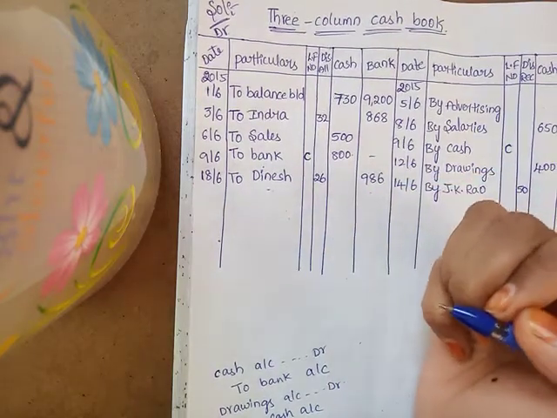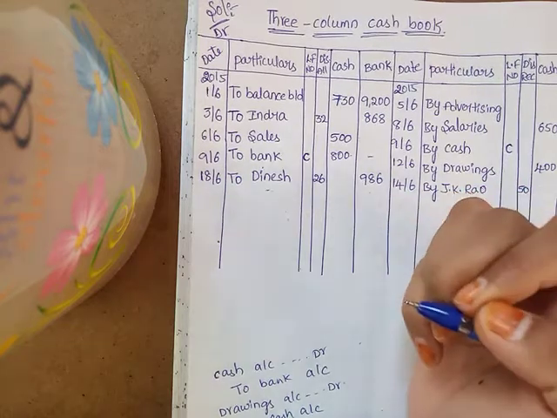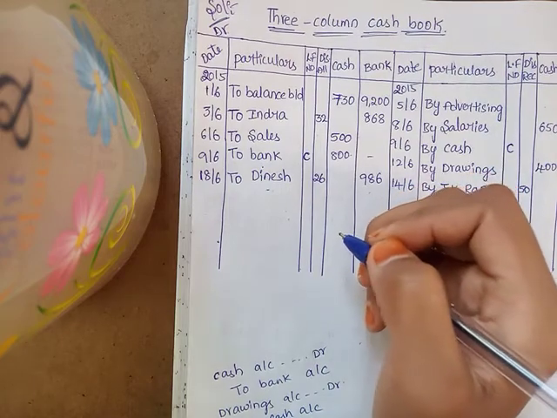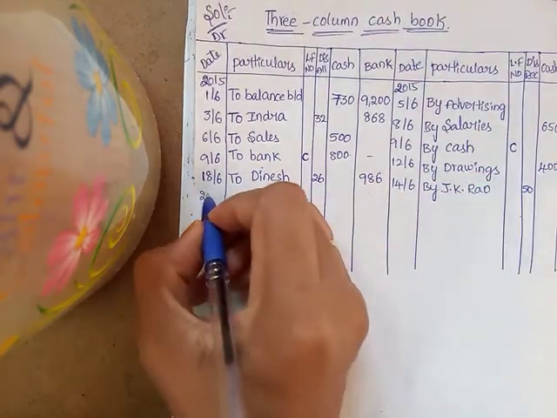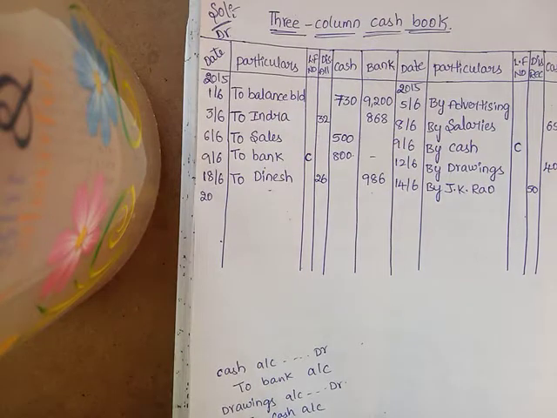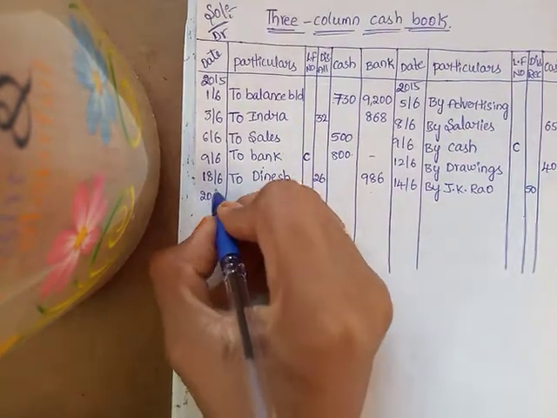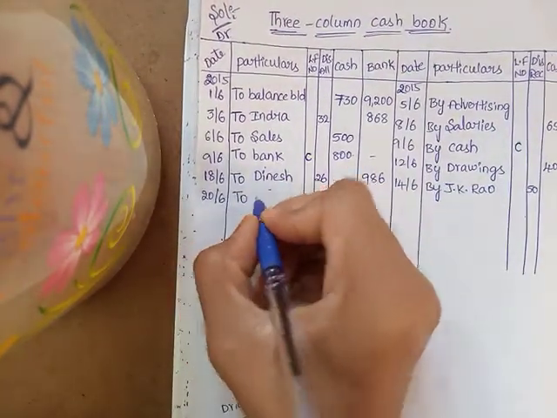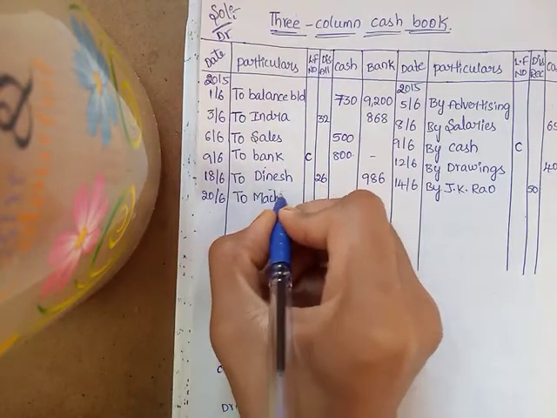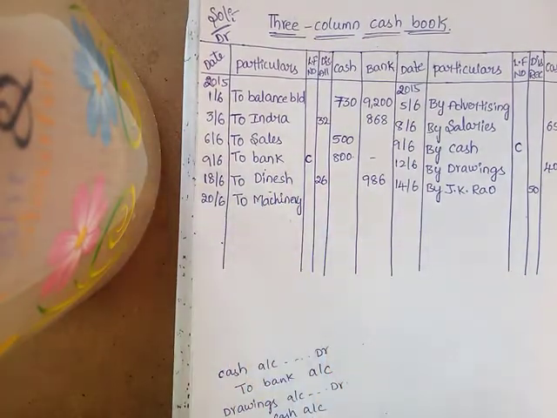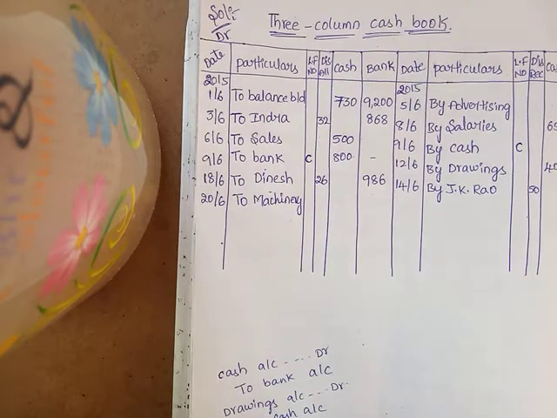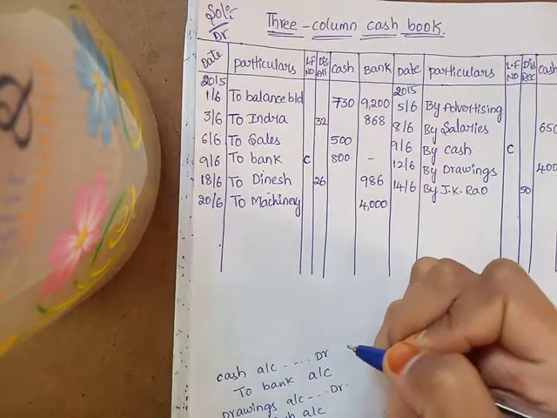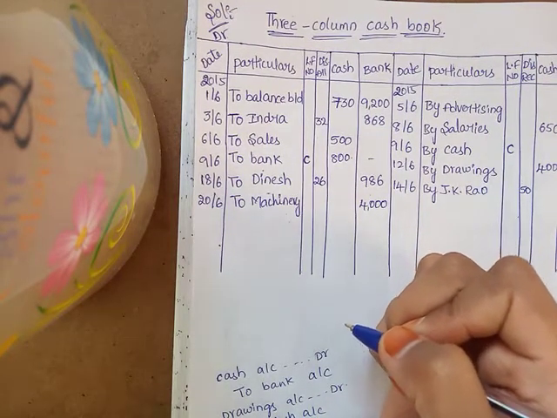Next, sale of machinery, received check. Okay, bank account debit to machinery account. June 20 to machinery. Amount is rupees 4,000. Received in check, na. So 4,000.